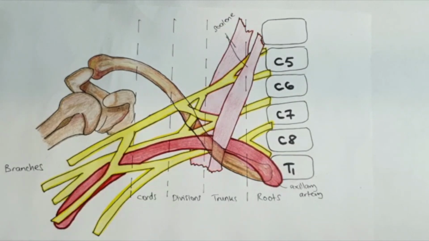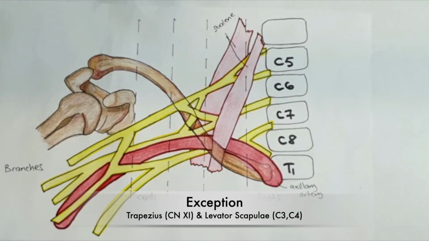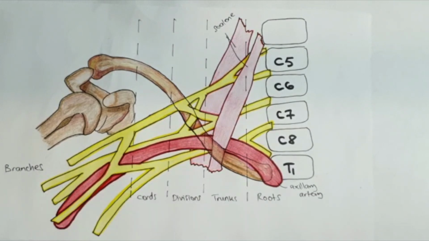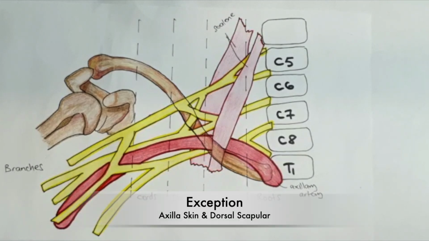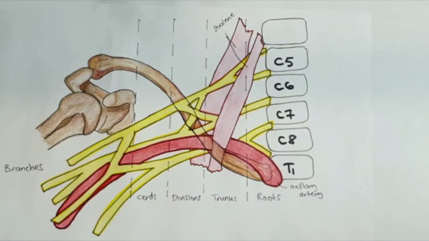Now, the brachial plexus is responsible for the motor innervation of all of the muscles of the upper limb, except for the trapezius, which is supplied by the cranial accessory nerve, as well as the levator scapula, which is supplied by the cervical nerve C3 and C4. It also supplies all of the skin innervation of the upper limb, except for the areas of the axilla, your armpit, which is supplied by the supraclavicular nerve, and the dorsal scapular area, which is supplied by the cutaneous branches of the dorsal rami.